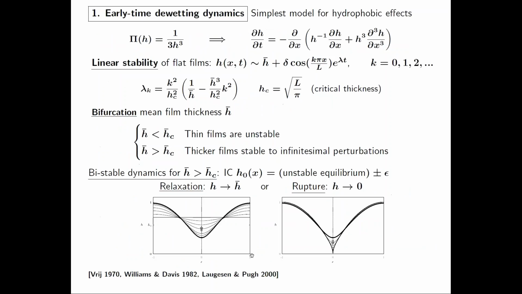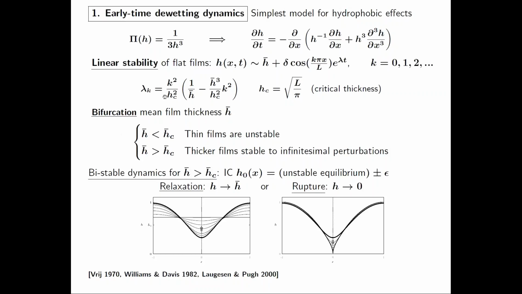Okay. So part one, the early time behavior. What happens if you start with a thin film that's flat, and I look at small perturbations of that? I'll linearize around the flat state, with the usual separation of variables or stability analysis to infinitesimal perturbations, spatial oscillations in space times exponential growth rate.